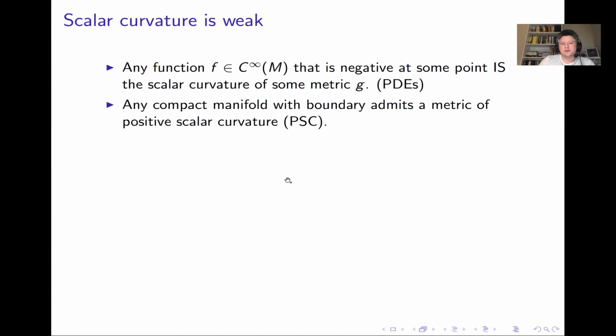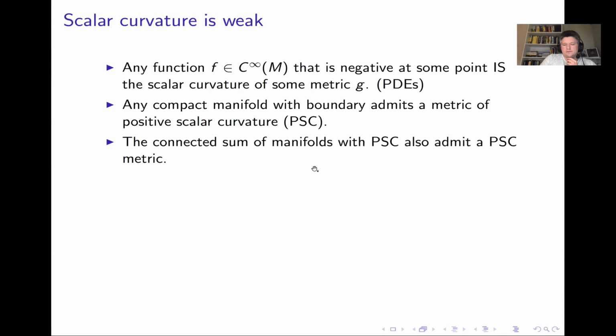And as a result, on any compact manifold with boundary, you can put a metric with positive scalar curvature, because you can just take the manifold and double it, right? And on the double, you just select a function that is negative in only one half of the double. So it means that on the other half, which is your original manifold, the scalar curvature is positive, okay?